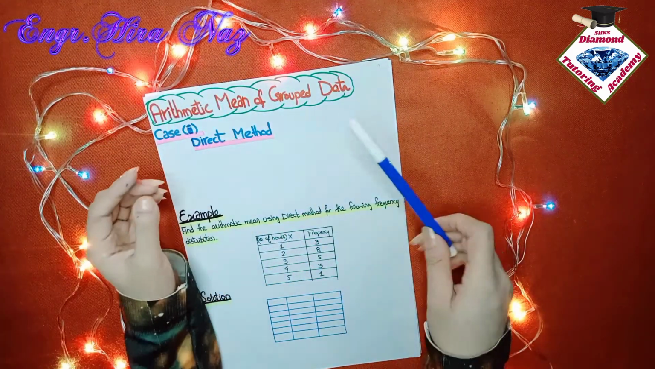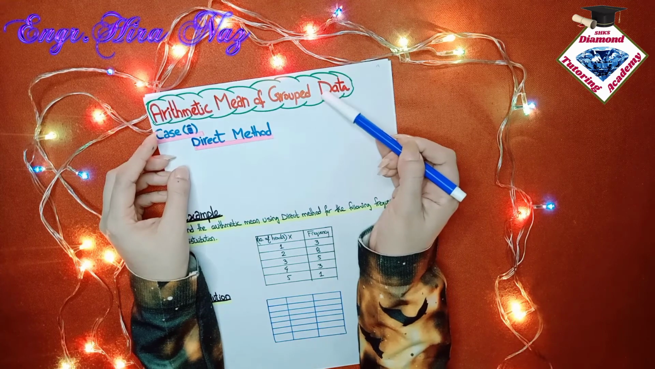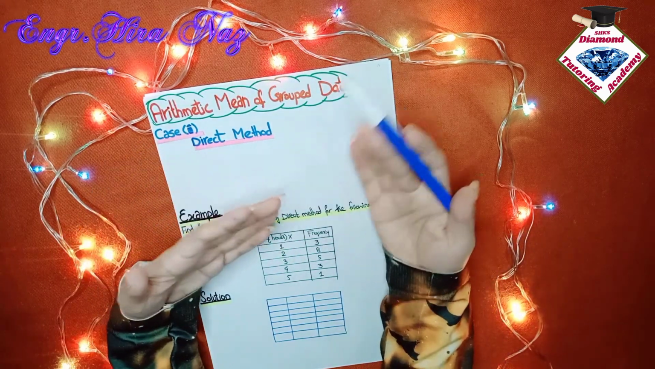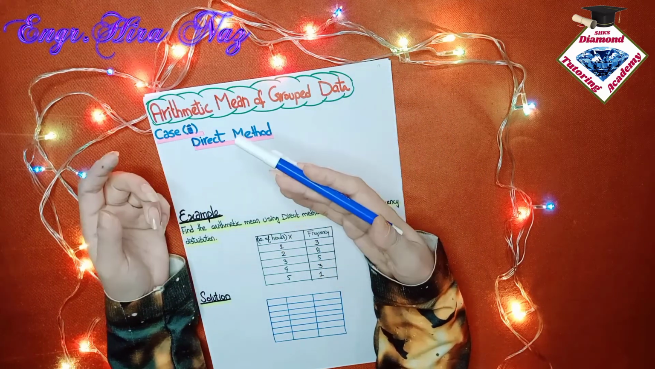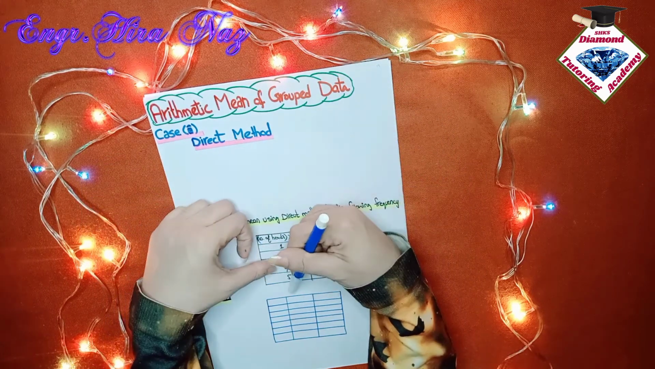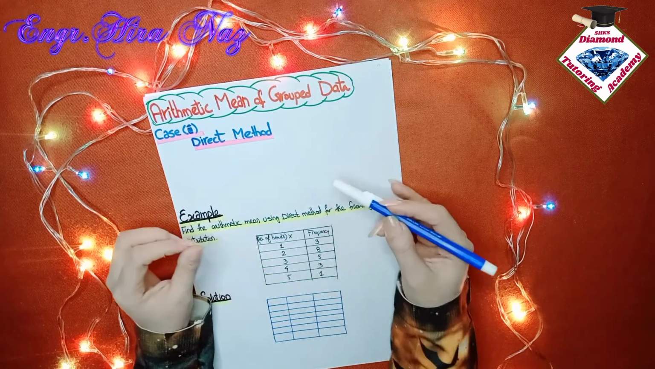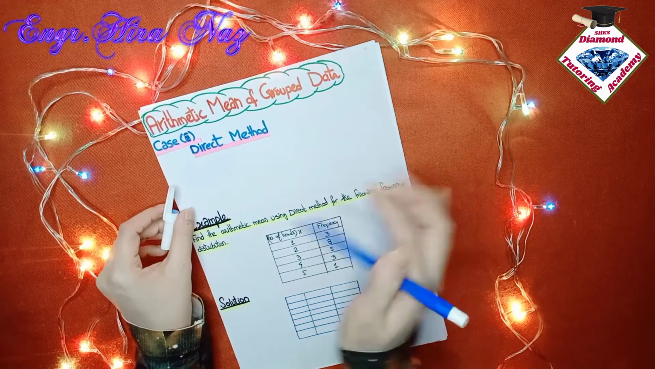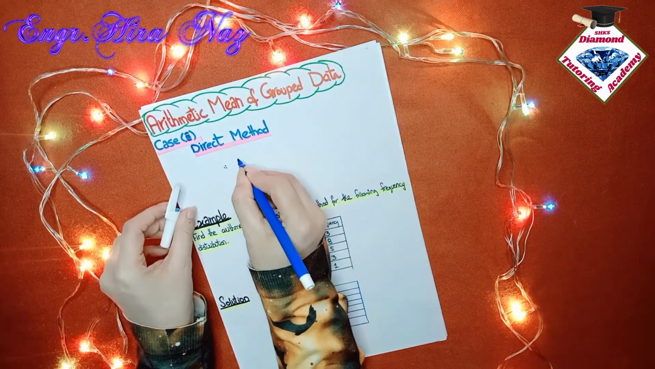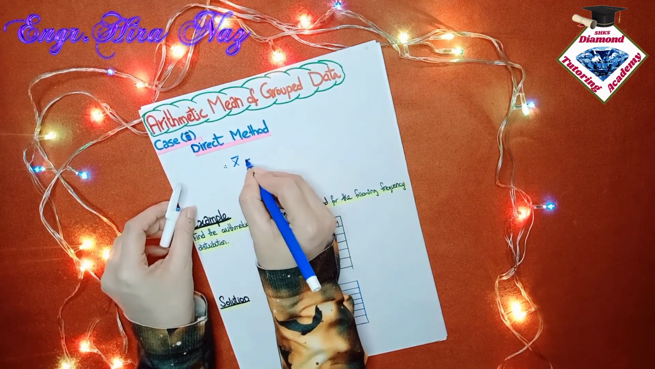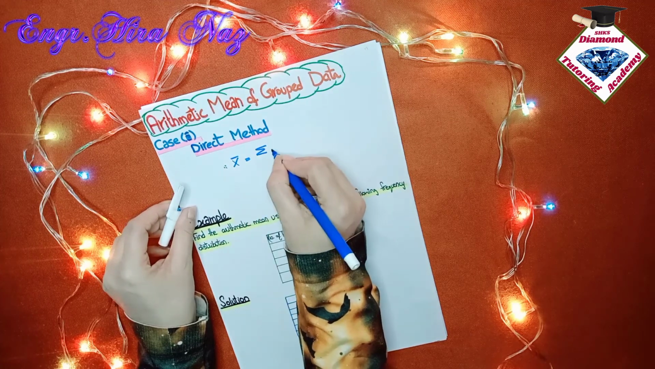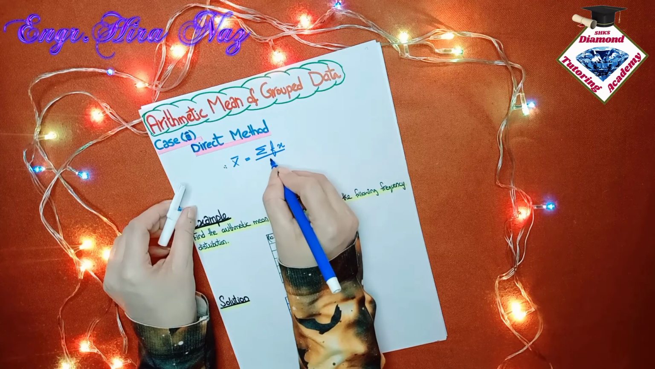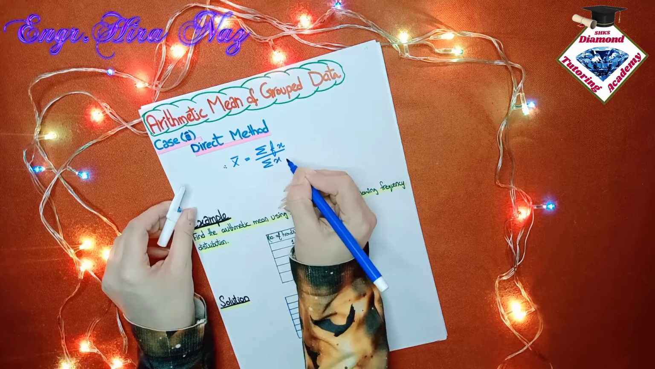Today we're going to talk about mean of group data. We use direct method for that. A data in the form of frequency distribution is termed as grouped data. Like this. When we talk about mean of group data in direct approach, we use the formula x bar is equal to summation of product of frequency and variable by summation of frequency.